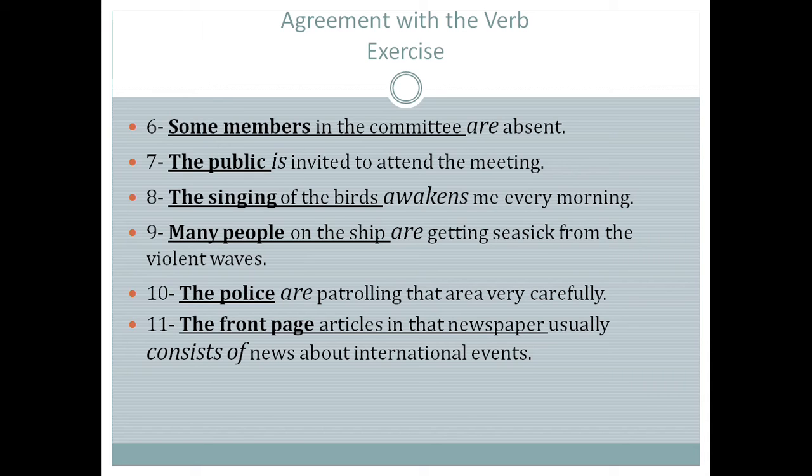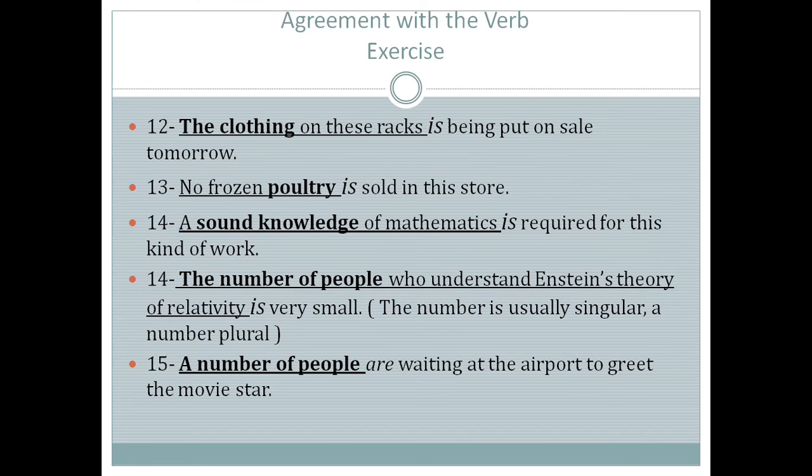The front page articles in that newspaper usually consists of news about international events. So the front page is the subject, it's singular, it agrees with verb consists. The clothing on these racks is being put on sale tomorrow. So the clothing on these racks is the subject. The word that agrees with the verb is clothing, which is uncountable. It takes a singular verb is.